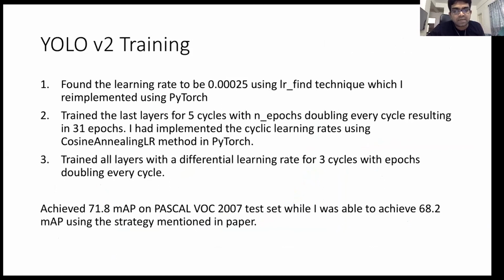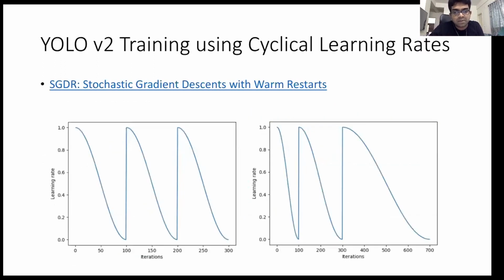So I started with the LR find, the learning rate find algorithm, and found it to be around 0.00025. I implemented it in PyTorch, and I already had the pre-training weights, right? So all I need to do is train the last layers which I've added for YOLO v2. For that, I did 5 cycles, where with each cycle I doubled the length of the decrease in learning rate, just like in this example here. In the right side graph, we are decreasing the learning rate in a slower manner with every iteration.